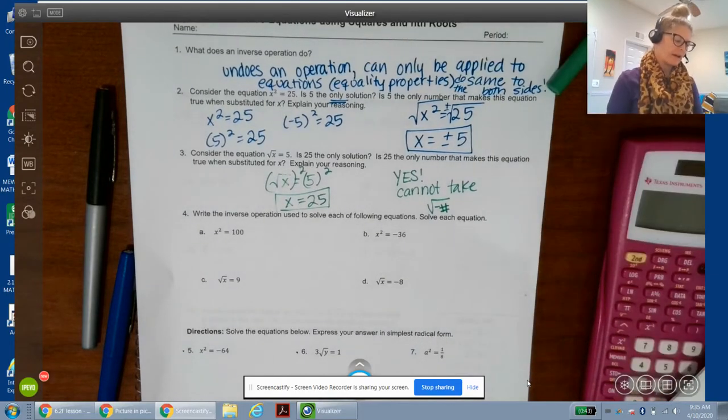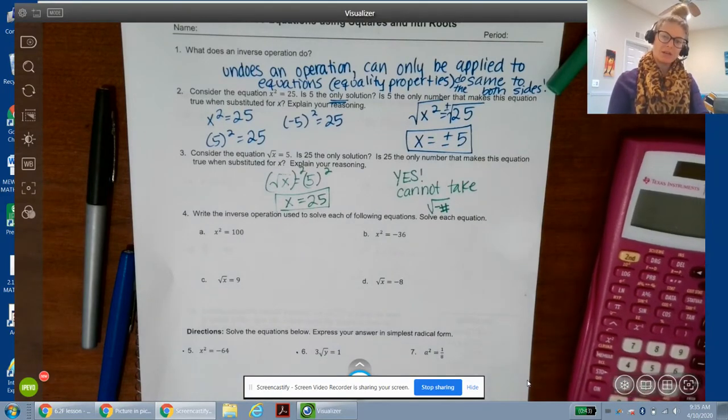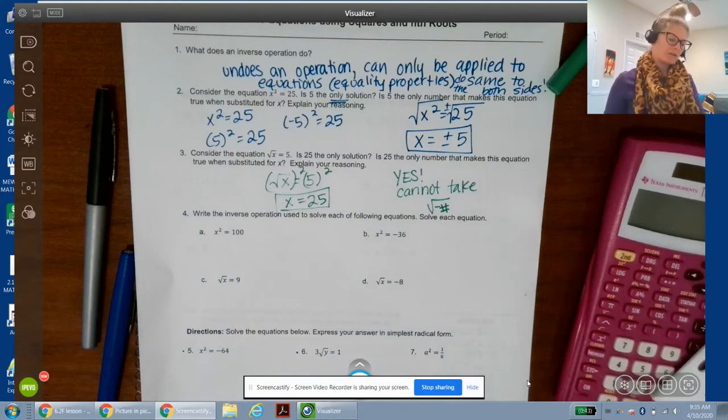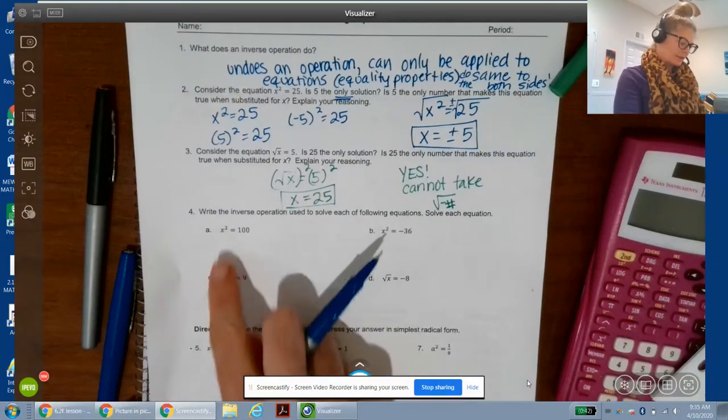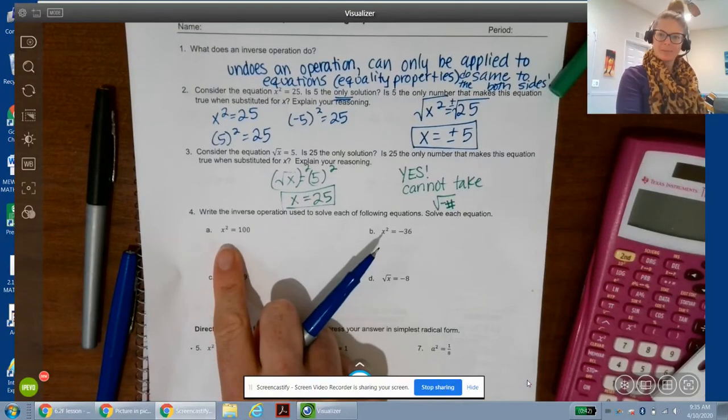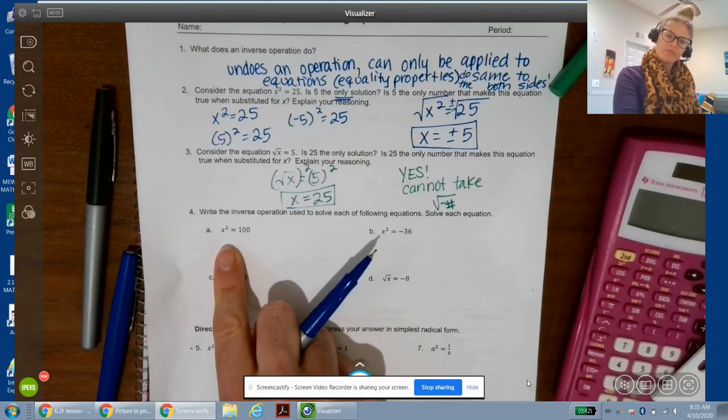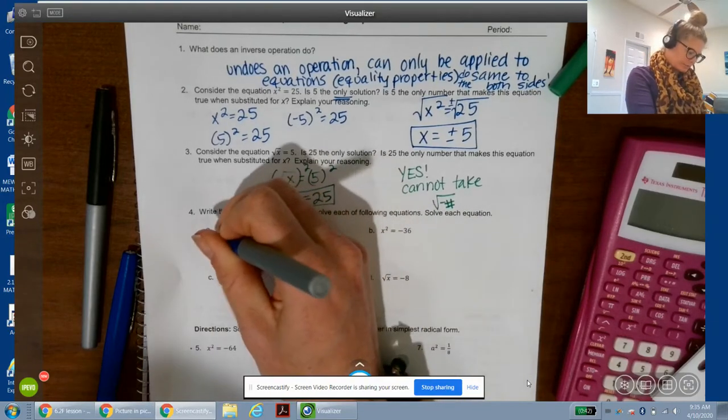I'd like you to look at number 4 and think about what inverse operation we're going to be using for each one of these, and also be thinking about how many solutions we're going to have when we solve. That's going to help you if you think about that ahead of time. So let's see, x squared is equal to 100. What's happening to your variable? It's being squared. How do you undo squaring? Oh, take the square root.